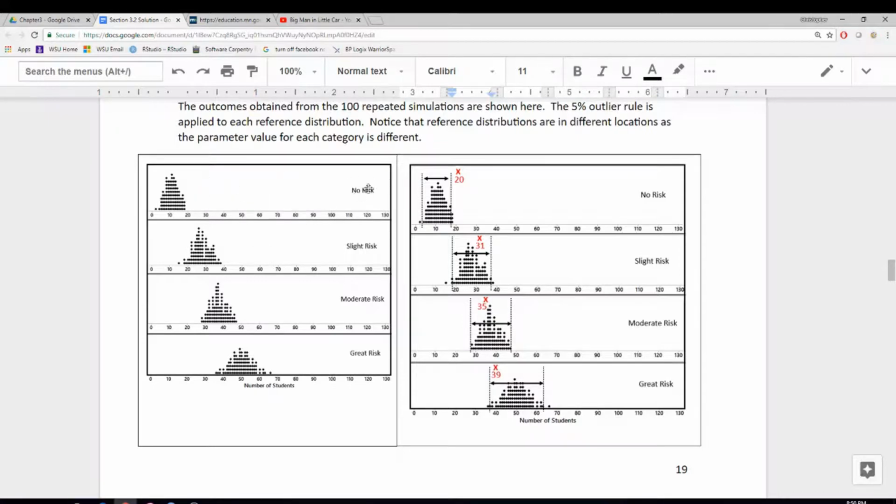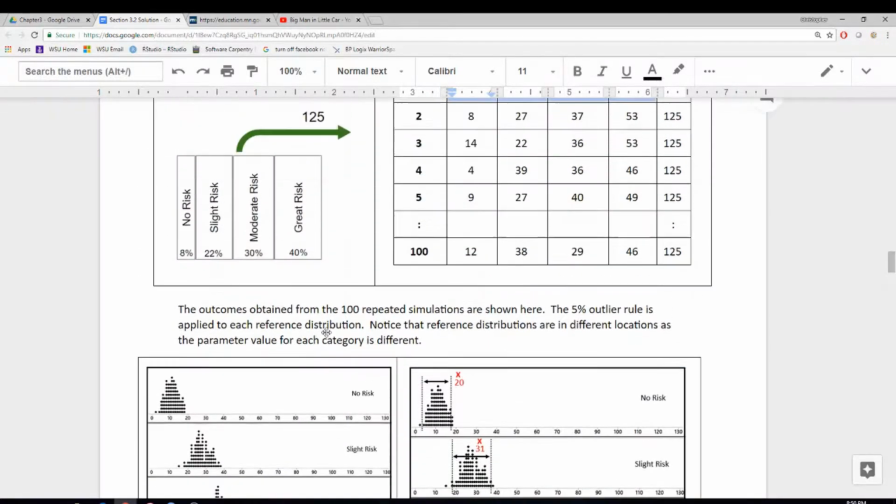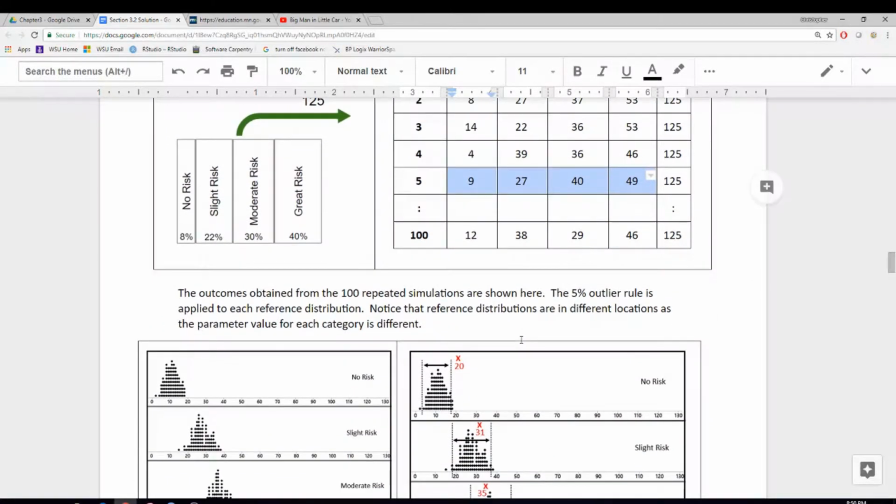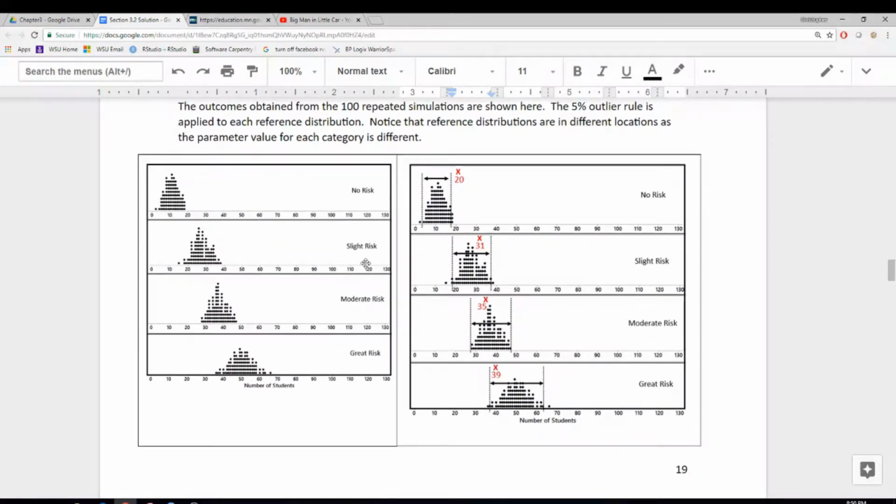Just building the pyramid for no risk, slight risk, moderate risk, and great risk. And I'm just going to use these values that we obtained up above in order to build those pyramids. So there's really nothing new here from what we considered in section 3.1 up to this point. We're going to then apply the two-sided 5% rule to each one of those pyramids, and determine whether or not our observed outcomes fell within or out of the likely range.